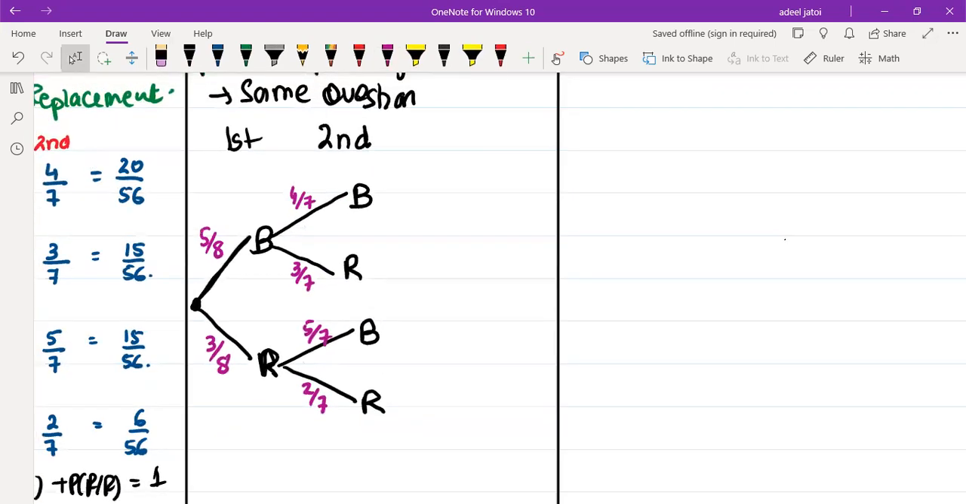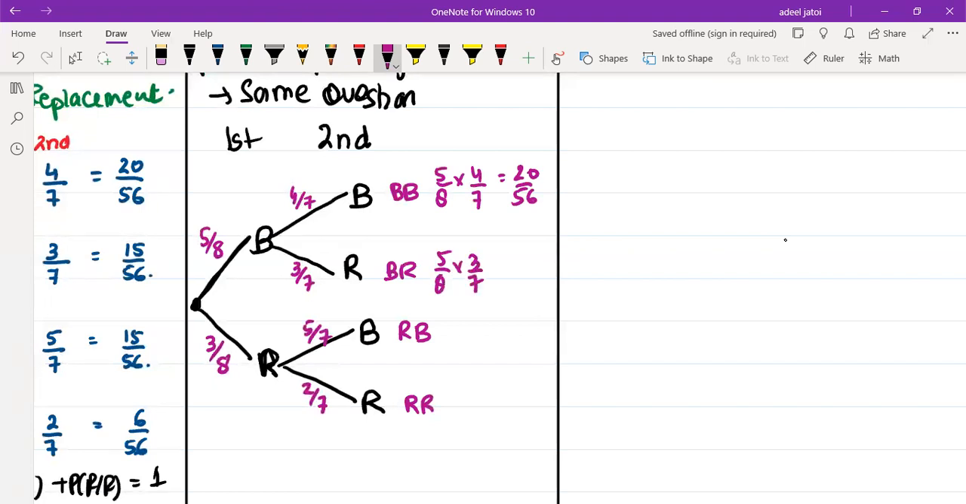So if I need to find out the probability, there should be black and black, black and red, red and black, and red and red. The probability will be 5 upon 8 into 4 upon 7, which is 20 upon 56. This would be 5 upon 8 multiplied by 3 upon 7, which should be 15 upon 56. Similarly, this is 3 upon 8 into 5 upon 7, again 15 upon 56. This is 3 upon 8 into 2 upon 7, which is 6 upon 56.